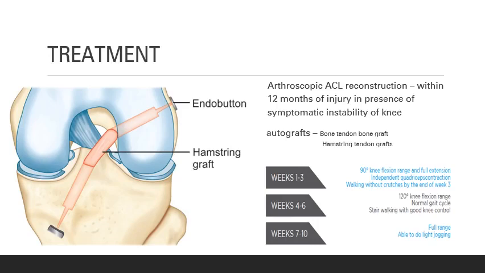Post-op physiotherapy protocol includes: 1 to 3 weeks, 90 degree knee flexion range and full extension, independent quadriceps contraction, walking without crutches by end of 3rd week. Between the 4th to 6th week, 120 degree knee flexion, normal gait cycle, staircase walking with good knee control. 7th to 10th week, full range of knee movements.